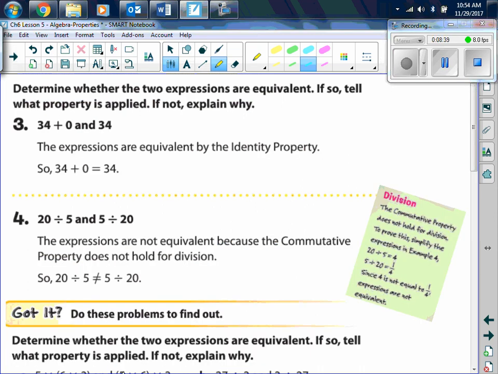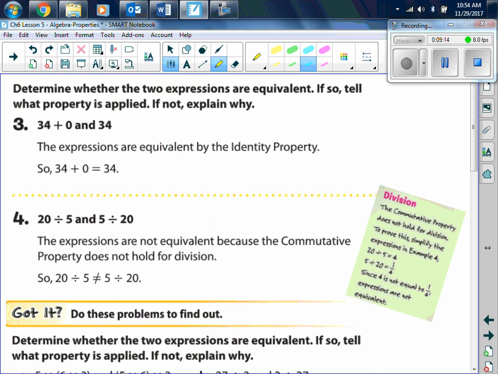So, example 3 says, determine whether the two expressions are equivalent, and if so, tell which property is applied. If not, explain why. So here we have 34 plus 0 and 34. If I add 34 plus 0, what are we going to get? 34. So we get the identical number, so that's the identity property of addition, because this is addition, right? So this is the identity property of addition. Got it? That's all there is to it.